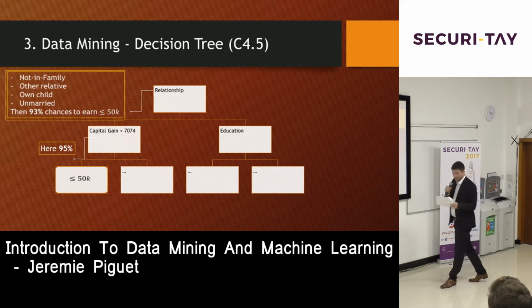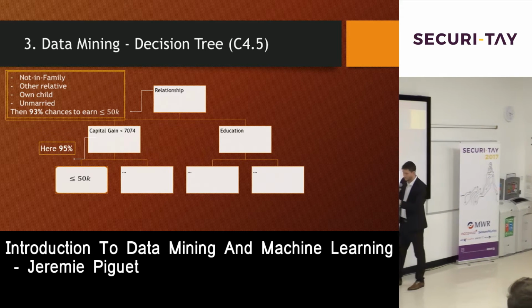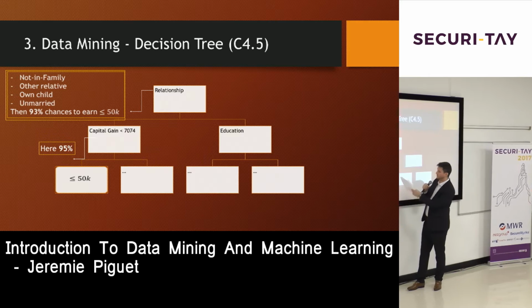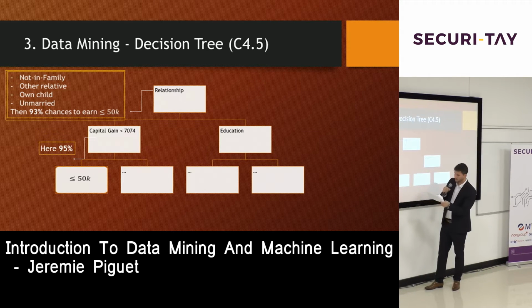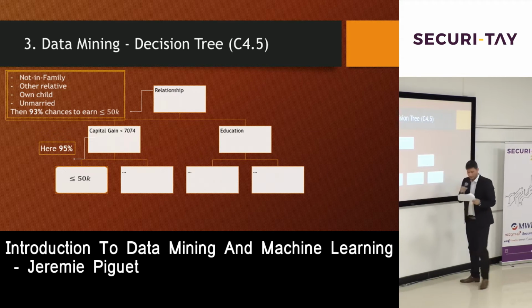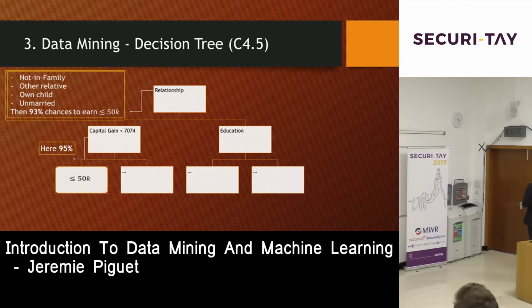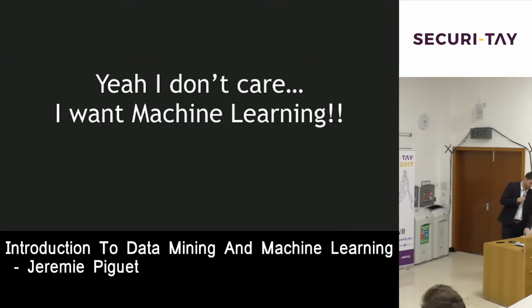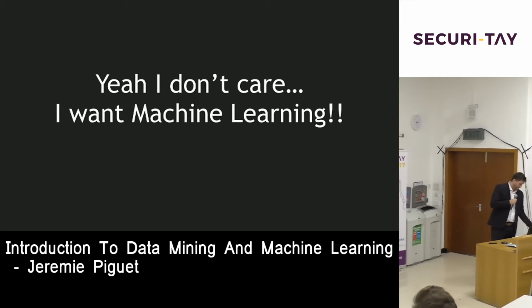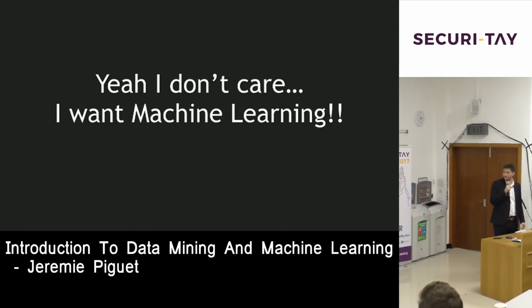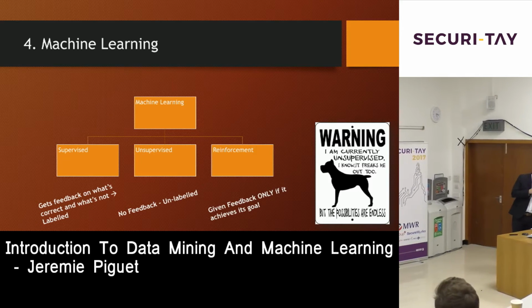And in addition, if your capital gain was under 7,074, you would have 95% chances of having the same. Of course, we have to check for the accuracy and compare its performance with other algorithms, but I don't have the time to do that. Well, I guess you want to talk about machine learning a bit.